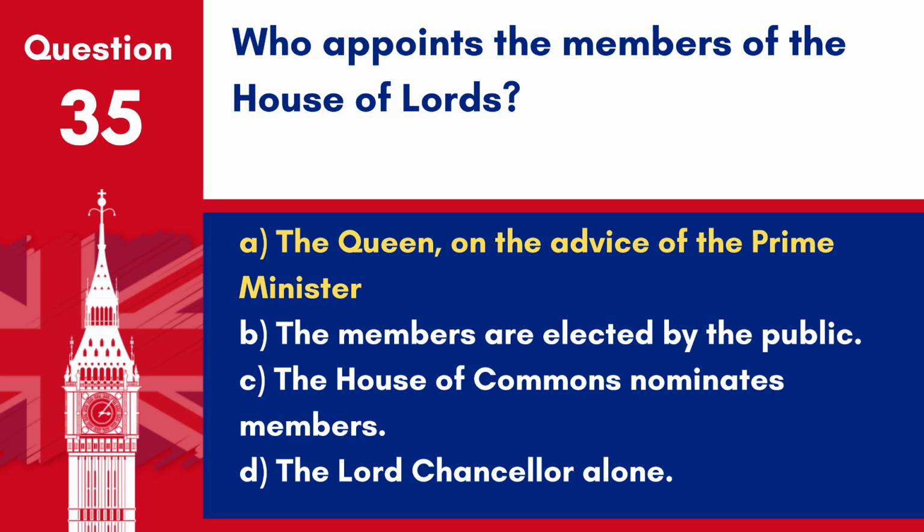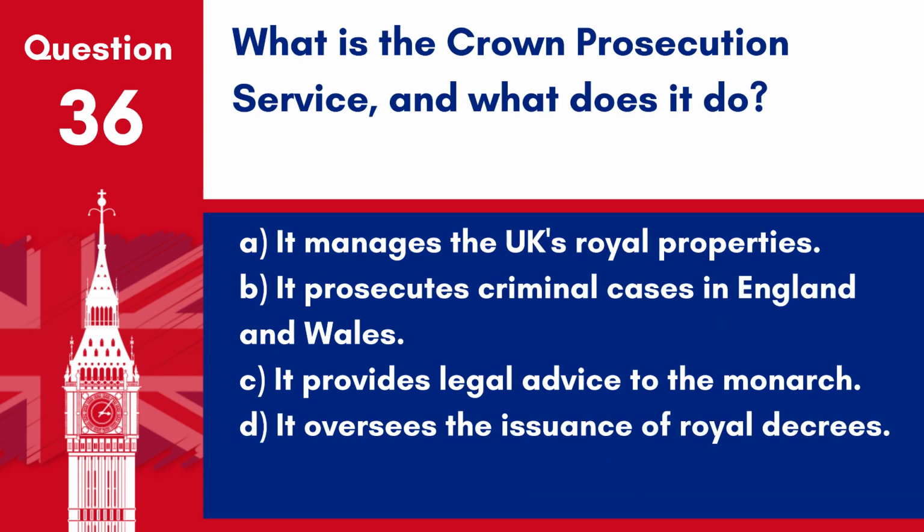Answer: A. The Queen on the advice of the Prime Minister. Members of the House of Lords are appointed by the Queen, but the Prime Minister provides recommendations, particularly for life peers. Question 36. What is the Crown Prosecution Service and what does it do?